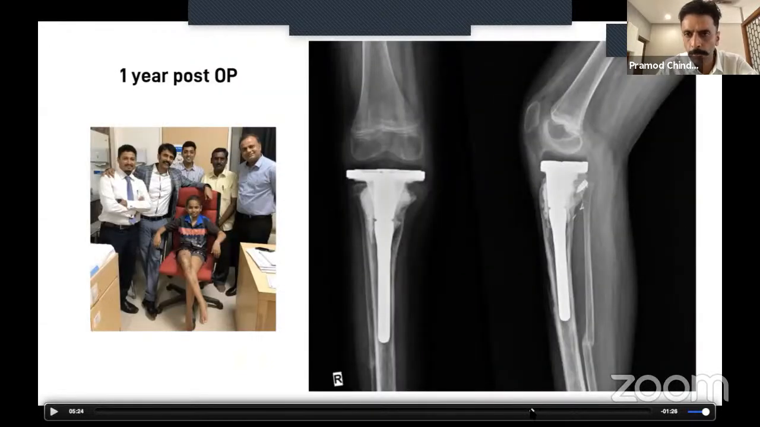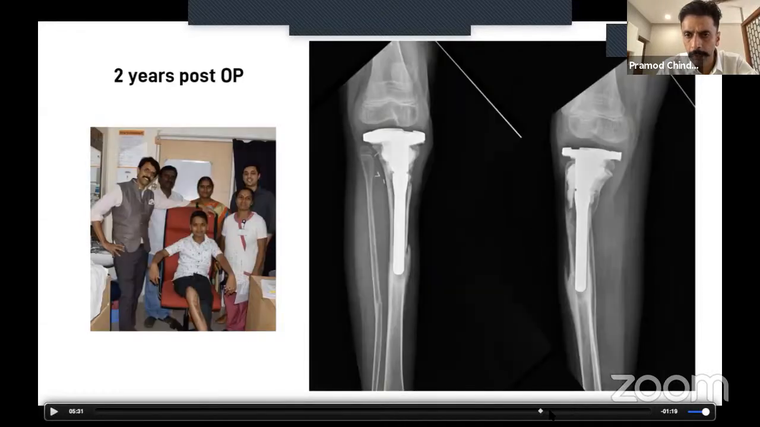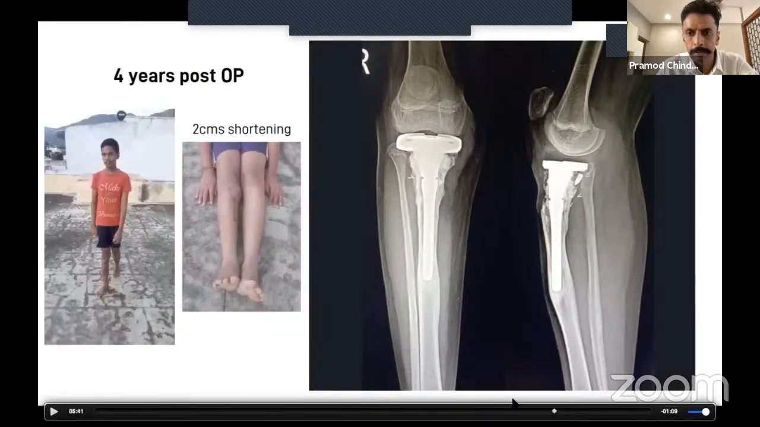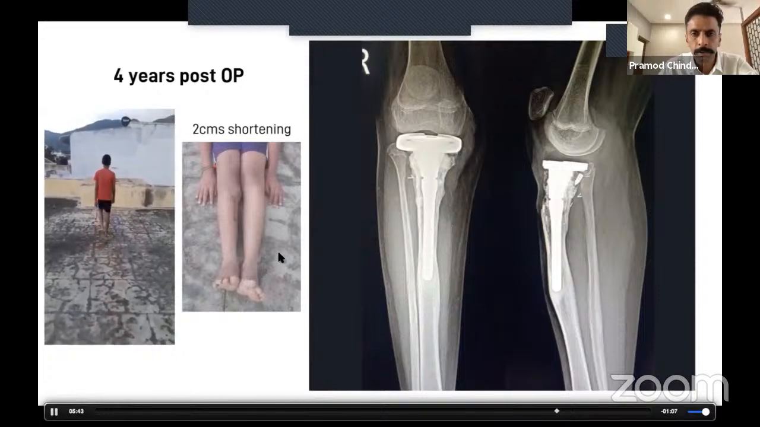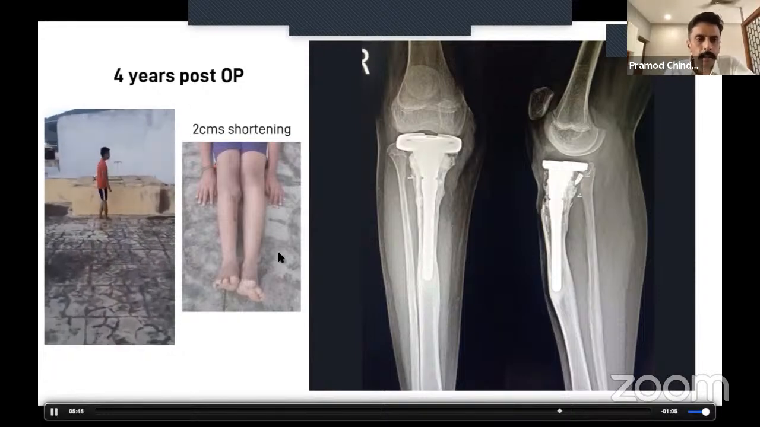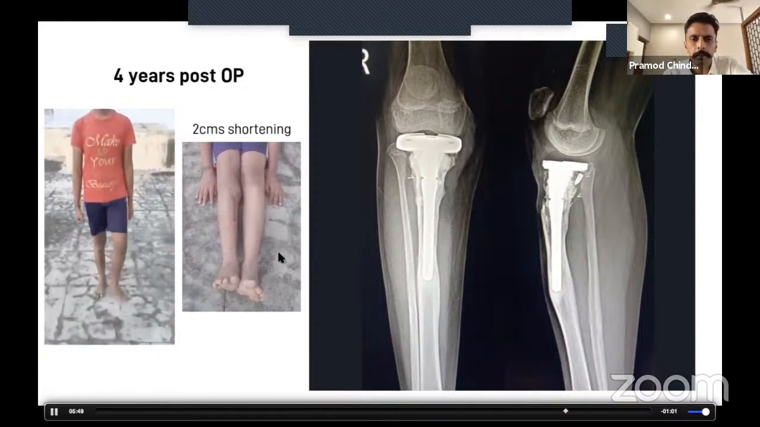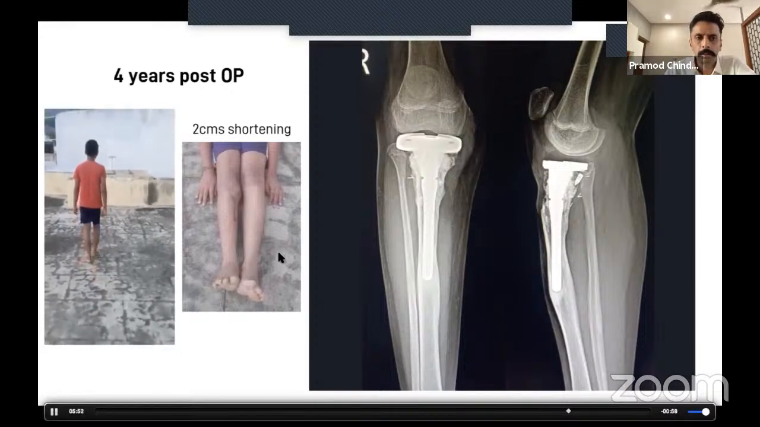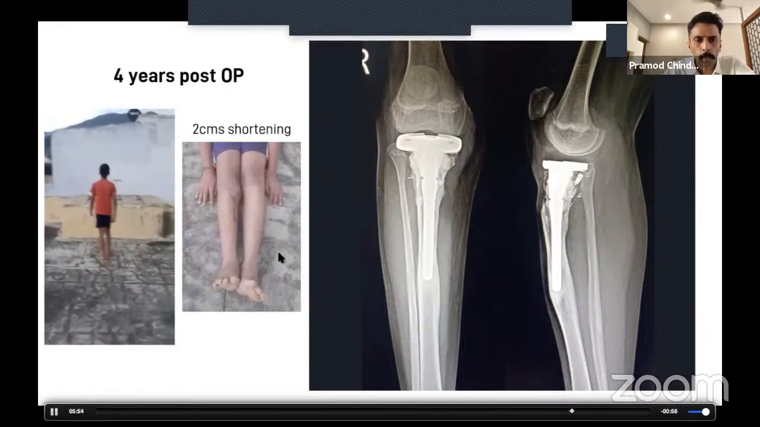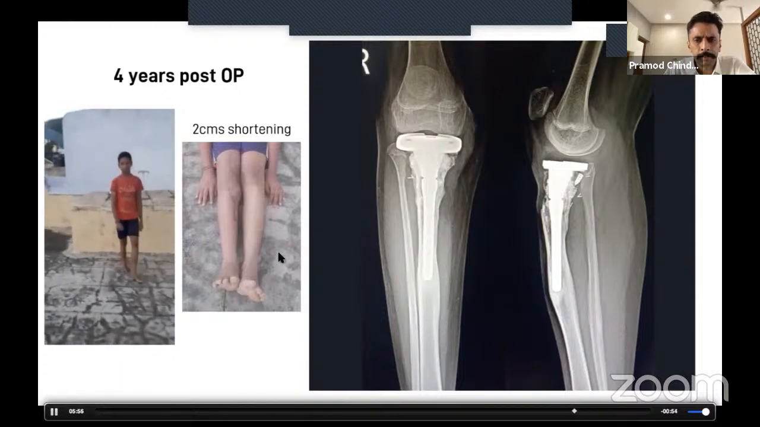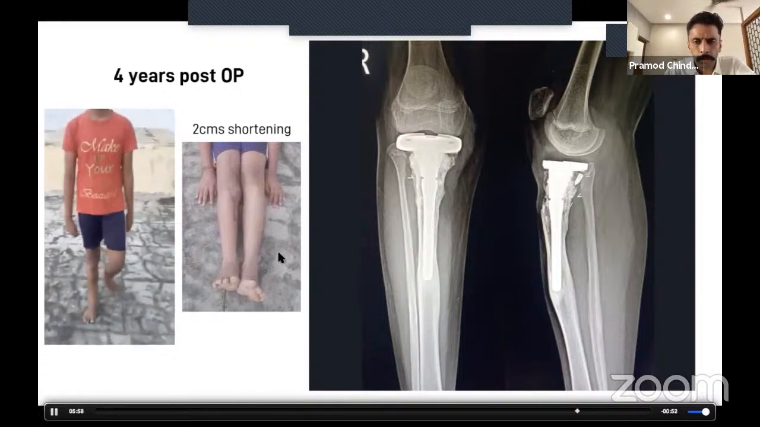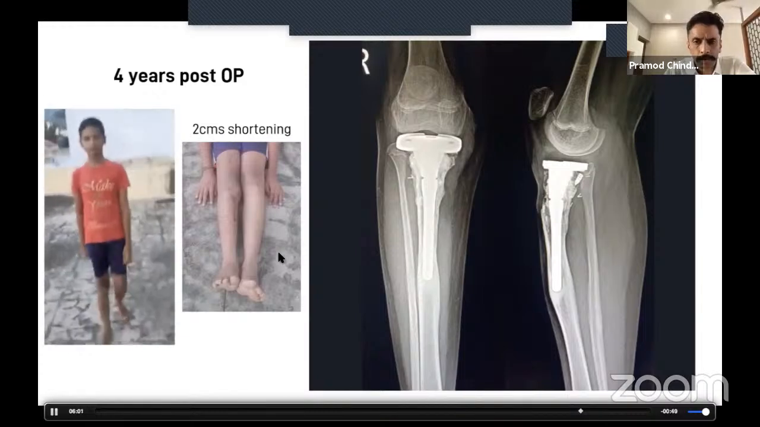This was the post-op, this was 1 year post-op, this is 2 years post-op, and this is 4 years post-op. Yeah, there's a 2 centimeter shortening now, due for limb length management. But functionally it is fantastic.